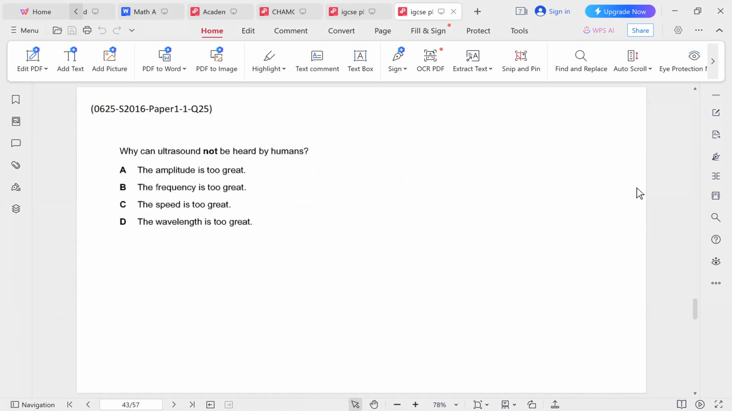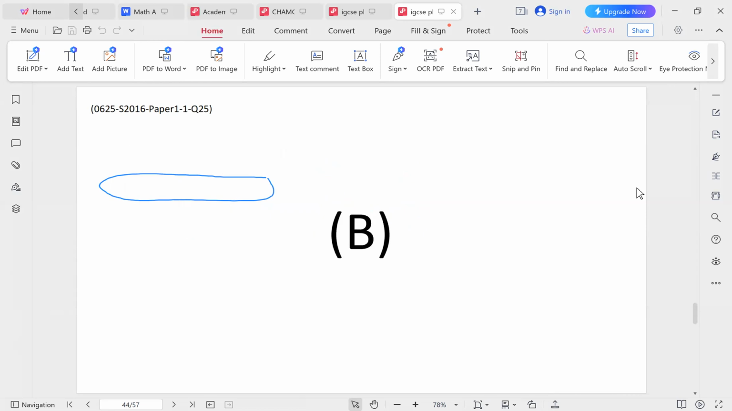Why can ultrasound not be heard by humans? Remember that we're talking about audible frequencies. So ultrasound has a frequency that is greater than 20,000 hertz. And therefore, since the frequency is too great, we cannot hear ultrasound, unlike bats, which can actually hear and communicate through ultrasound. So B would be the correct answer.